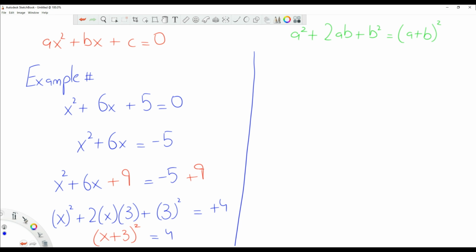Now the next thing I'm going to do from here is quite simple. I'm going to take the square root on both sides.